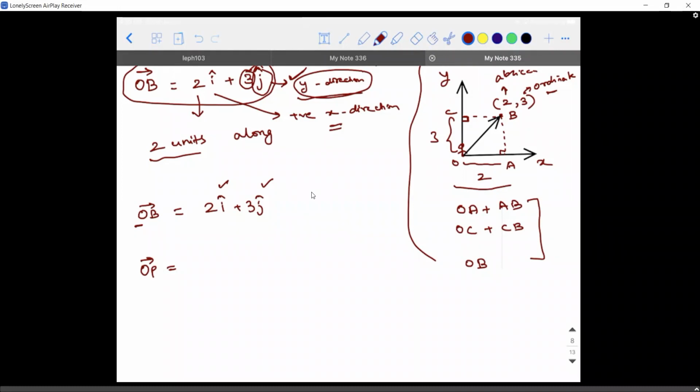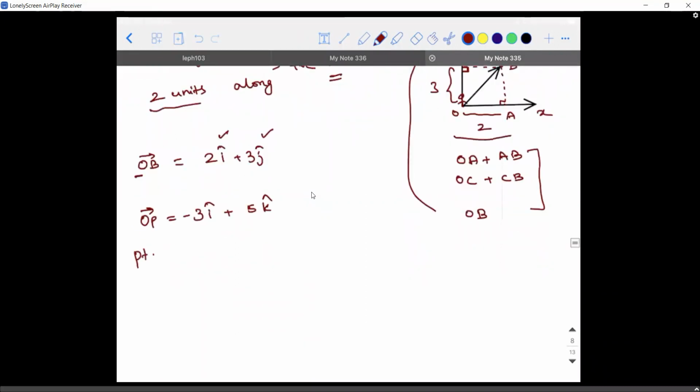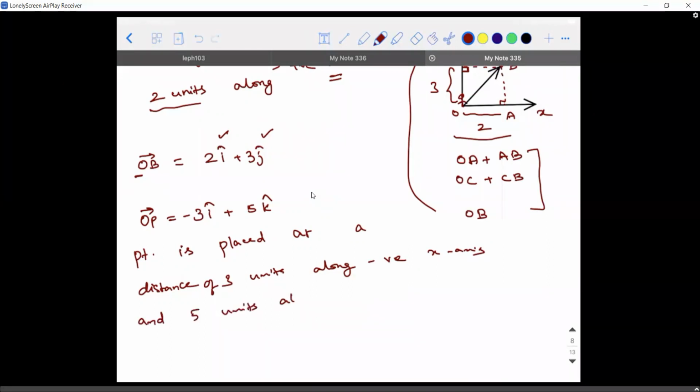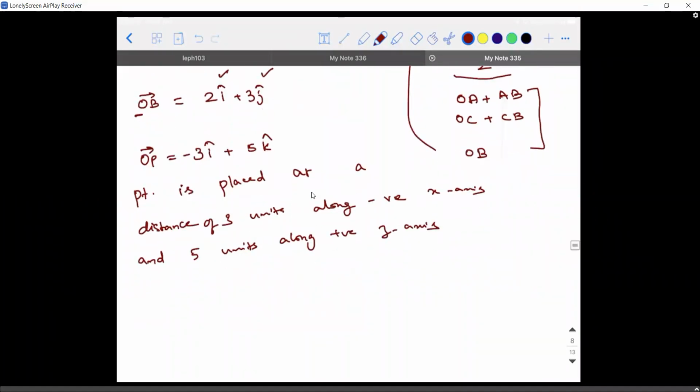So OP vector is written as, let's say, minus 3i cap plus 5k cap. What do you understand from this? Sir, it is 3 units away along the negative x-axis and 5 units along the positive z-axis. Okay. So I can write it as 3 into minus i cap plus 5 into k cap.